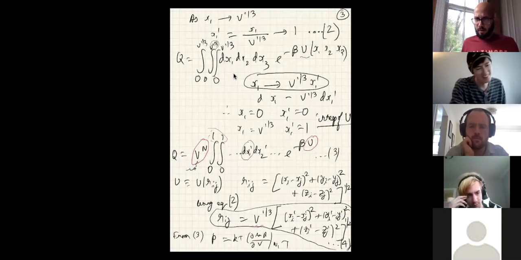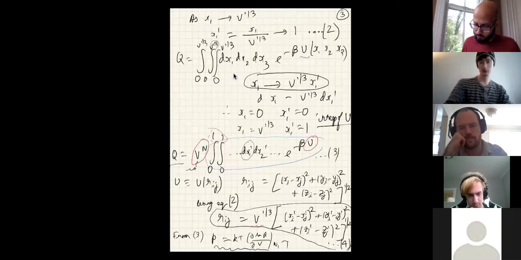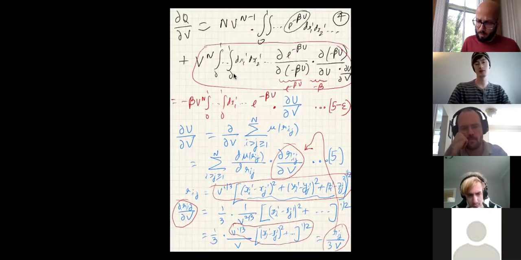A v to the power n comes outside. U is a pair term. And now we need to get pressure out of this. So we need to take log of this q and differentiate it with respect to volume. When we do that, there are going to be two parts. There is going to be v to the power n, and there is going to be all of this, which has volume dependence. So in order to get pressure, we need partial q by partial v.